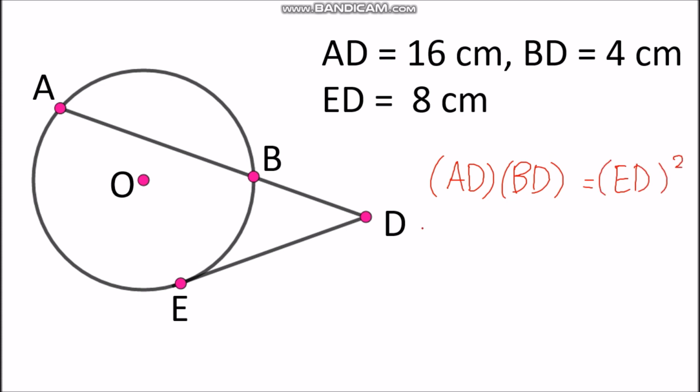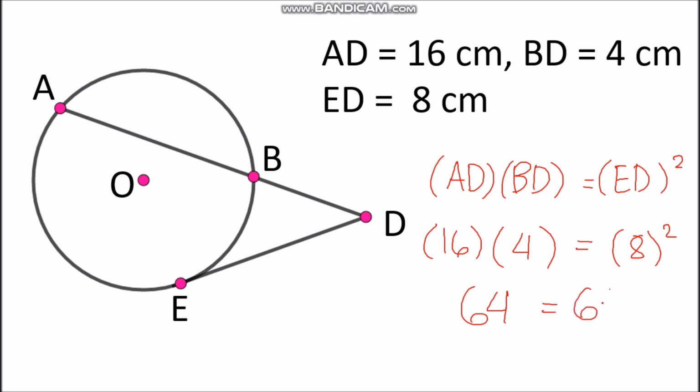So ED squared. Now let's substitute the values, since we have here AD, which is 16 centimeters, BD, which is 4, and ED, which is 8, and see if this is really correct. So AD is 16, multiplied by 4, is equal to ED, which is 8, then squared. So 16 times 4 is 64, and we know that 8 squared is also 64. So both sides are equal, which means it holds true for this given example.